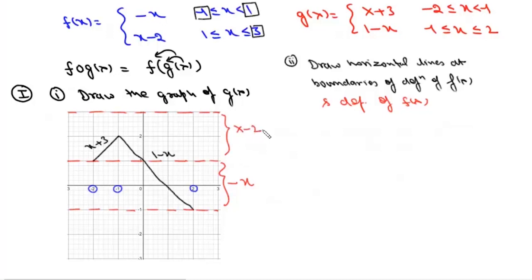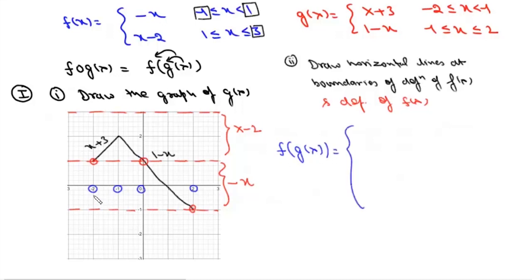Now we'll mark all those points where these lines intersect the graph of g(x). They're intersecting at this point, and at this point, and at this point. So we have already marked this point. Now this is x equals 0, and this point is x equals 2. So now we'll start writing the definition of f of g(x).